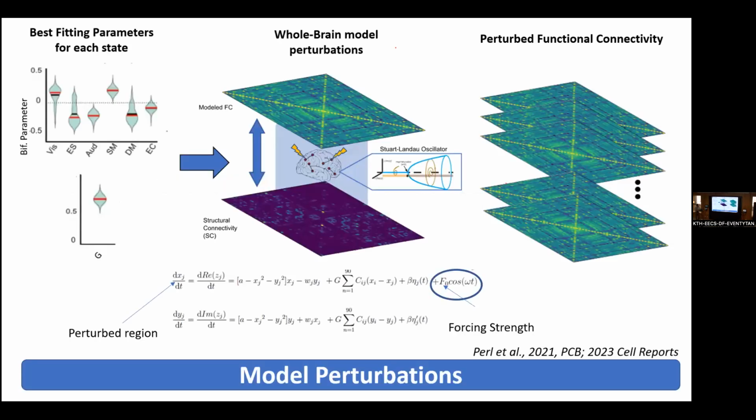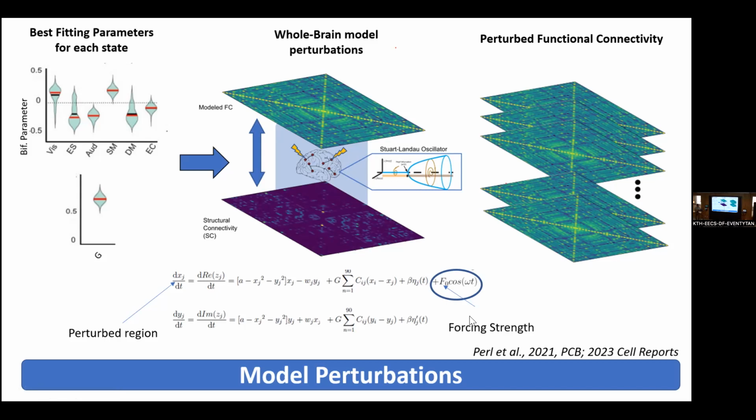So what I mean by model perturbations is this procedure. We start with the optimized parameters that we get for each brain state. Then again we use the model in a generative way: we provide the optimal parameters for each brain state to the model, and we generate data with that model. But in this case, in between, we add an external periodic force to the nodes in different regions. In terms of the equation, we add an external forcing with the same frequency as the node, and we parameterize it by a forcing strength.